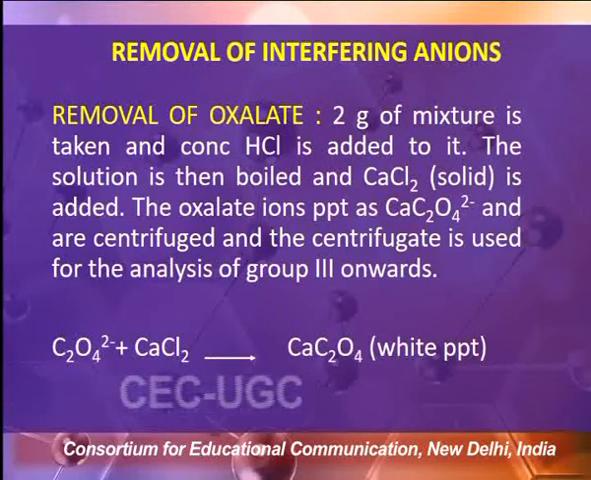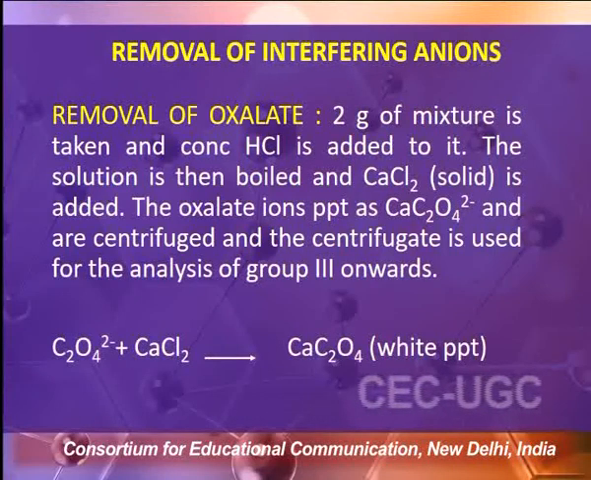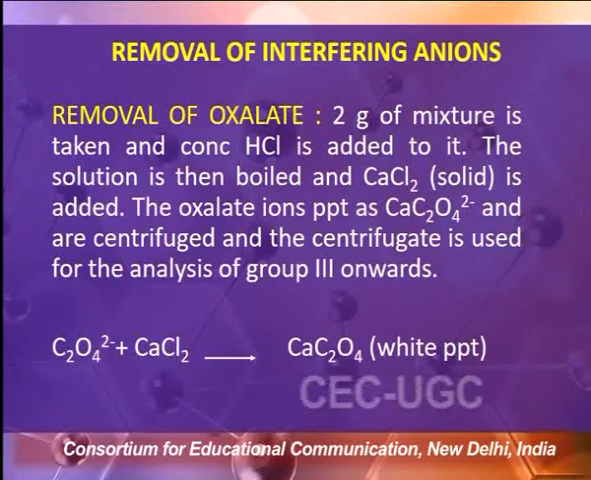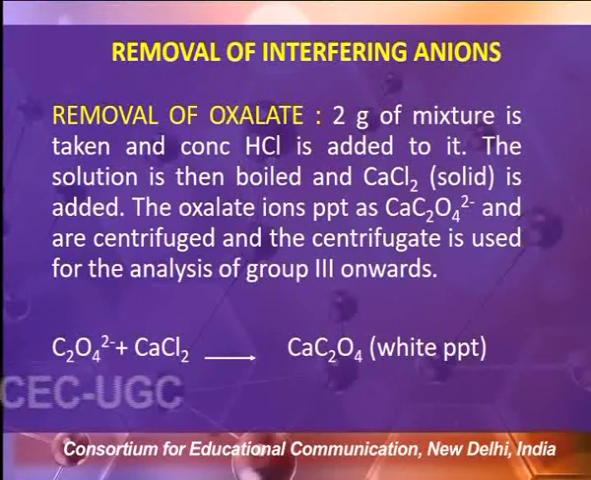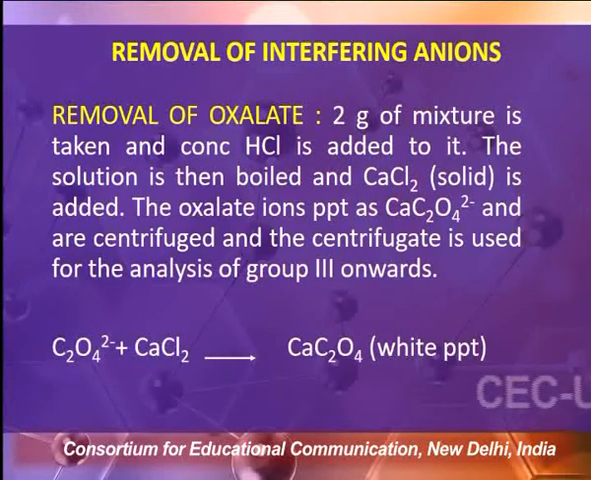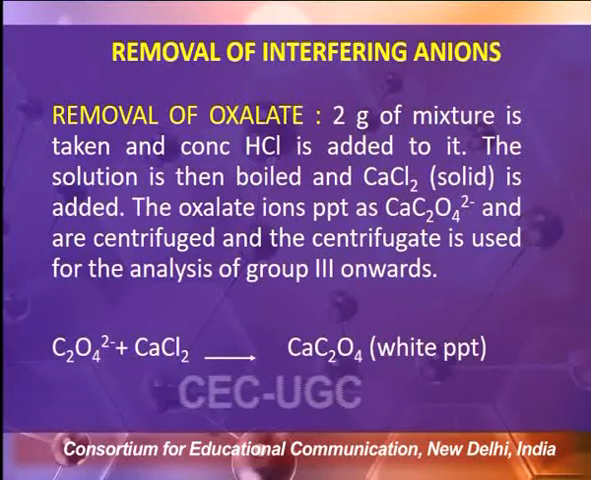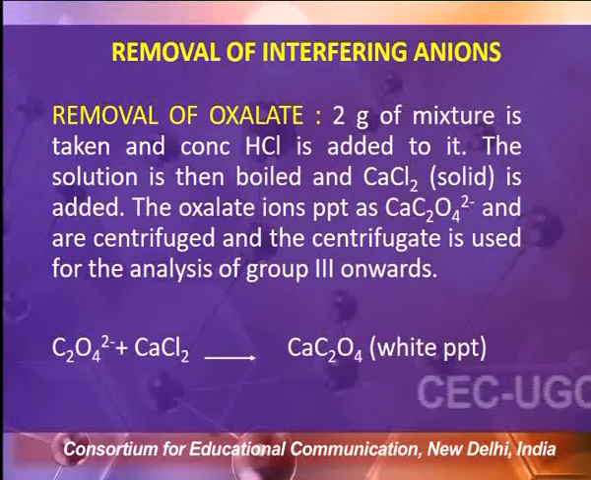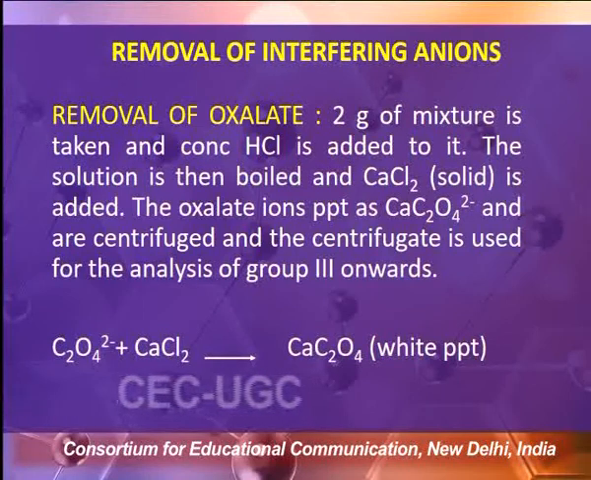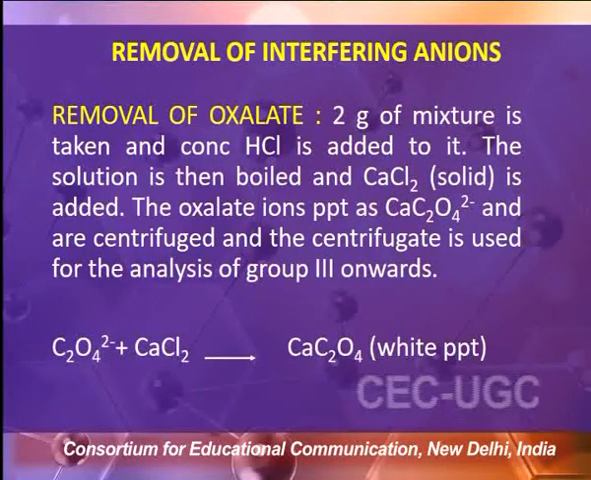The oxalate ions precipitate out as calcium oxalate and are centrifuged, and the centrifugate is used for the analysis of group 3 cations onwards. The oxalate ions which have been precipitated as calcium oxalate are rejected. The equation which explains the above procedure is: oxalate ions along with calcium chloride give calcium oxalate in the form of a white precipitate which can be discarded, and the mixture solution is now free from oxalate ions and can be used for the analysis of group 3.